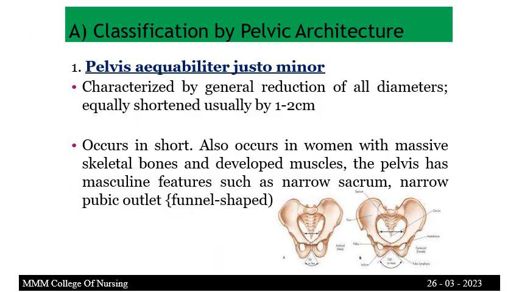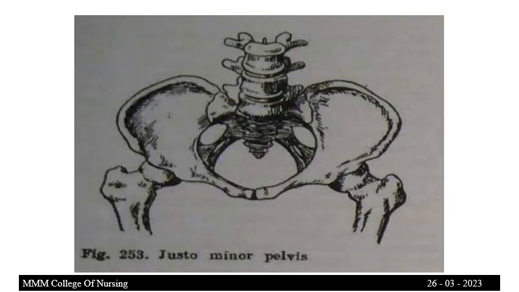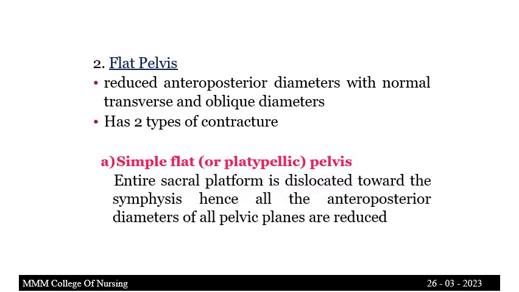Next is classification by pelvic architecture. Pelvis equabiliter justo minor. This is characterized by general reduction of all diameters, equally shortened, usually by 1 or 2 centimeters. Occurs in short women, also occurs in women with massive skeletal bones and developed muscles. The pelvis has masculine features such as narrow sacrum, narrow pubic outlet. Funnel shaped pelvis. Okay. So this is a picture of justo minor pelvis.